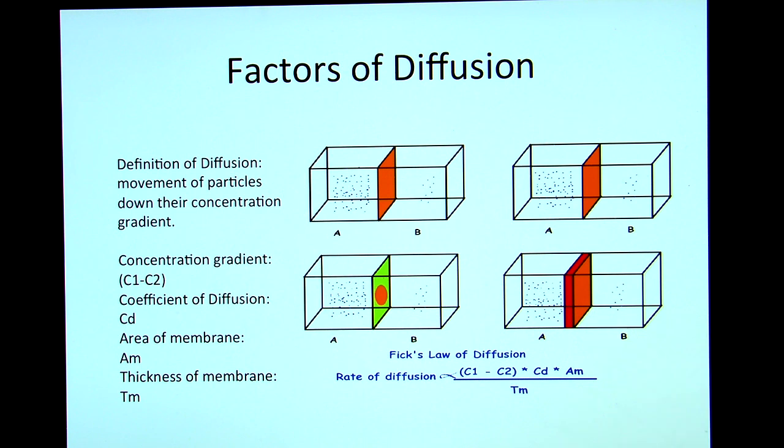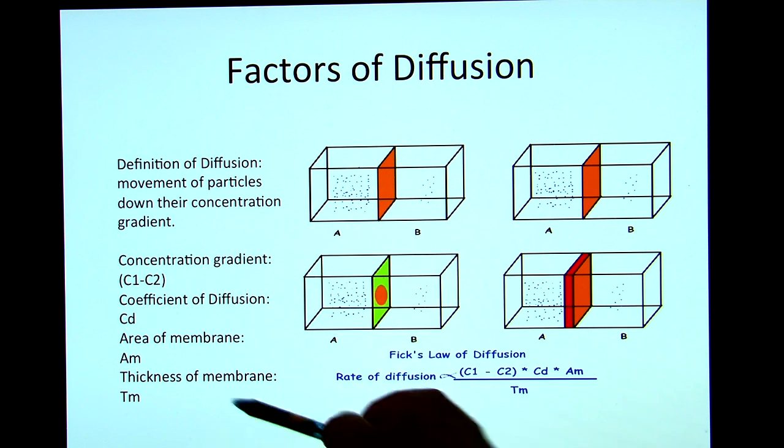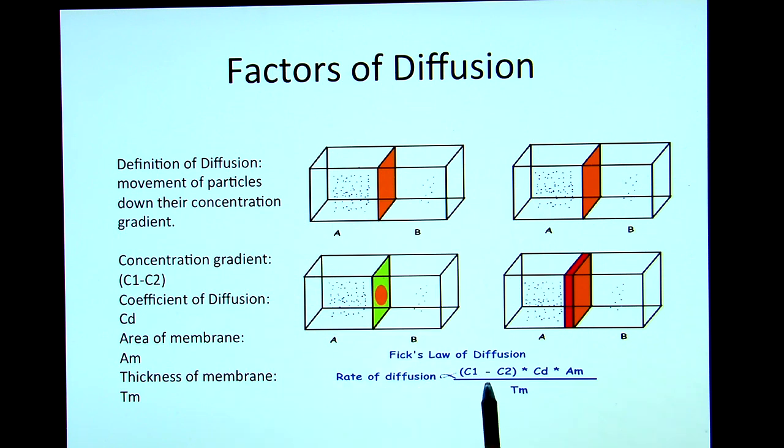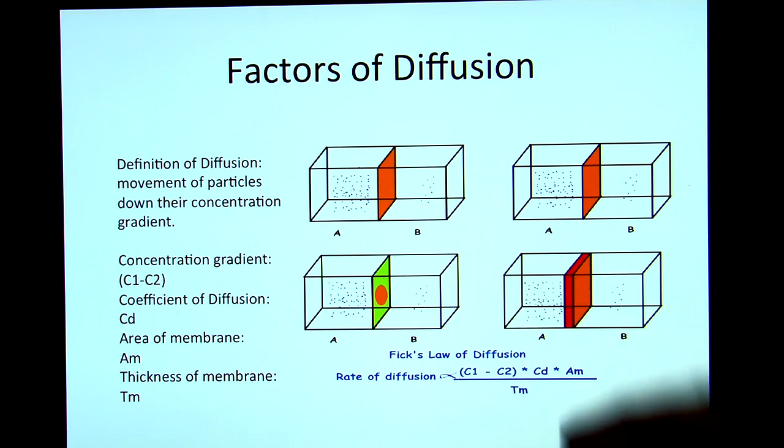So in conclusion, we say that by the so-called Fick's law of diffusion, the rate of diffusion is dependent on the following factors. Diffusion is directly proportional to the concentration gradient, the coefficient of diffusion, and the area of the membrane. And at the same time, the rate of diffusion is inversely proportional to the thickness of the given membrane. This concludes our discussion of factors of diffusion.